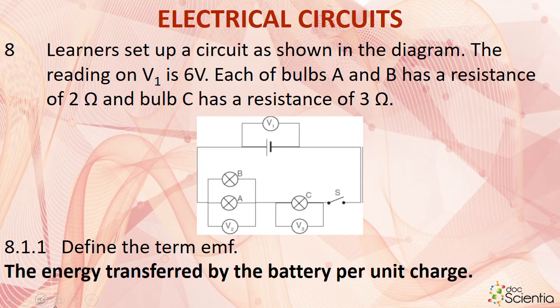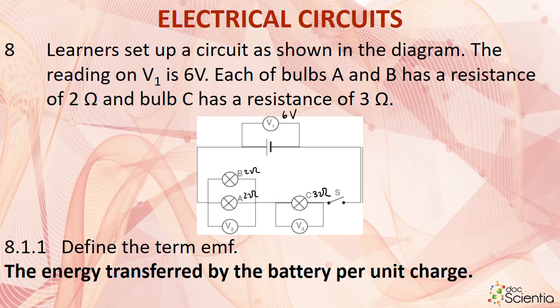Hierdie ene lees 6 volts. Wat beteken die totale potentiaalverskil van die stroombaan is 6 volts. Né? Do you agree? The total potential difference of the circuit is 6 volts. Goed. Dan sê hulle vir ons hierdie ene is 2 ohm en hierdie ene is 2 ohm en hierdie ene is 3 ohm. Okay. Dan vir die definisie van EMK.